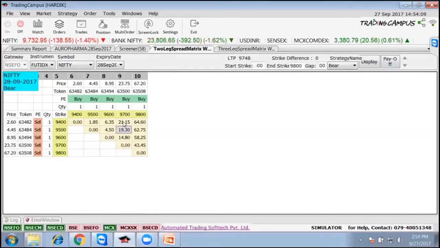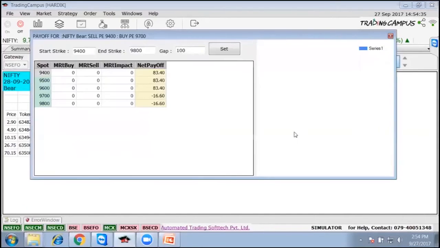So let's say we take 9,700 and 9,600. If we select this, we know that we will make profit only below 9,700 and keep making profit till 9,600. So if the market from 9,730 goes below 9,700 and goes beyond 9,600, I will get maximum profit. So we can just go and see the payoff diagram.